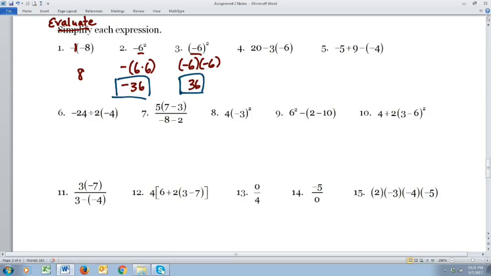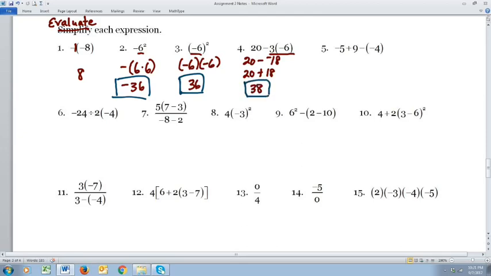Now be careful with a problem like number 4. Notice we have a subtraction and a multiplication, and we multiply before we subtract. So let's do that first. I'm going to go ahead and bring down the 20 minus. Again, I'm going to subtract last. 3 times negative 6 is negative 18. Notice I'm multiplying a positive 3 times negative 6, so we get negative 18. So it's 20 minus a negative 18. We'll get 20 plus 18, which becomes 38.